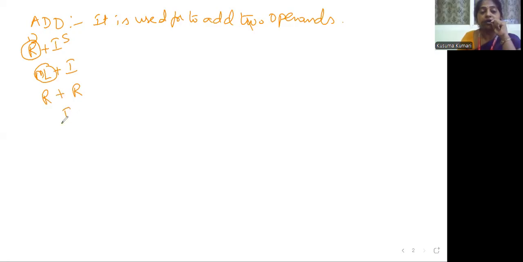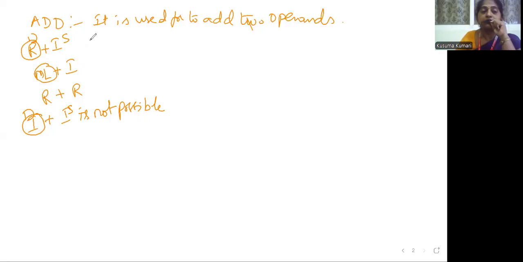But immediate number plus immediate number is not possible. It is an invalid instruction because this is the source, but this is the destination, and the destination should not be an immediate number. It should be a location, that is either a memory location or a register, to store the data. So immediate number plus immediate number is not valid.